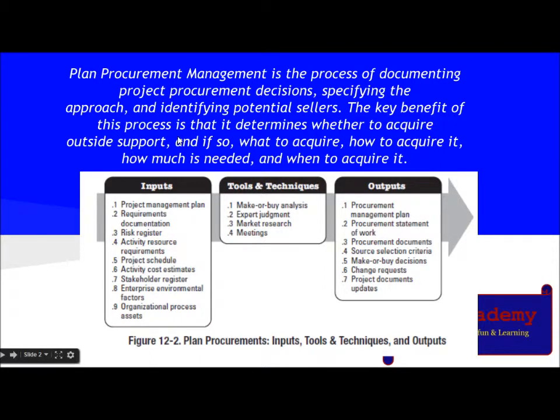The key benefit of this process is that it determines whether to acquire outside support, and if so, what to acquire, how to acquire it, and how much is needed, and when to acquire it.